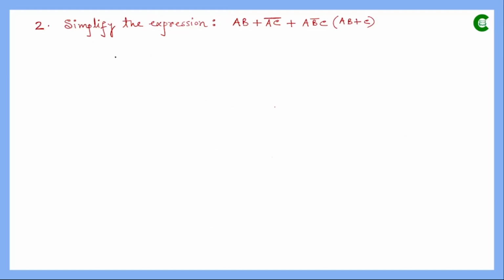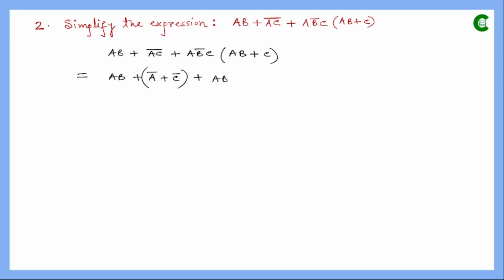Now in the second problem, we have to simplify this Boolean expression and find the most simplified answer. In the first step, the first term will remain as it is. Then in the second term, we have first the AND operation, then the complement between two Boolean variables A and C. So we will apply De Morgan's law here, and then we have this multiplication between these two Boolean expressions or terms. So we will multiply them.